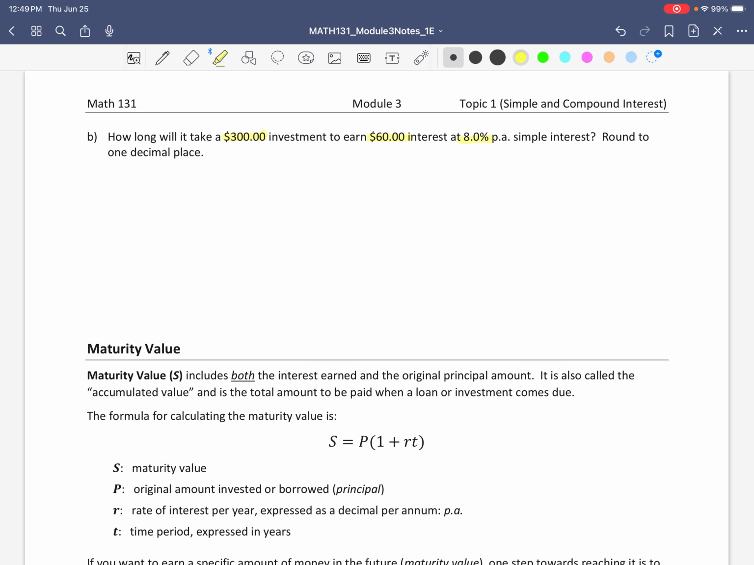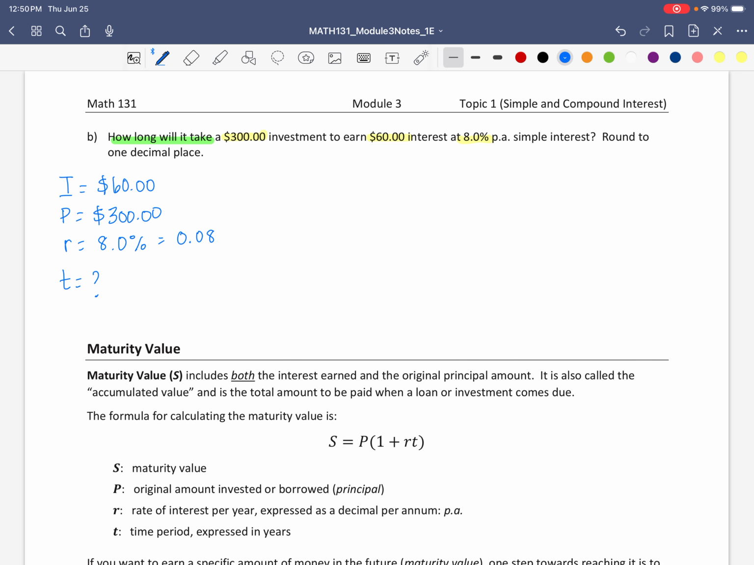And so what piece of information are we missing? Well, the question asks, how long will it take? So we're actually going to be solving for T for this question. So for interest, we have the given value of $60. For principal, we have the value given of $300. We have, again, the same rate as last time, 8.0%, which again, we always use in decimal form. And what we are solving for is T. That's what we don't know.